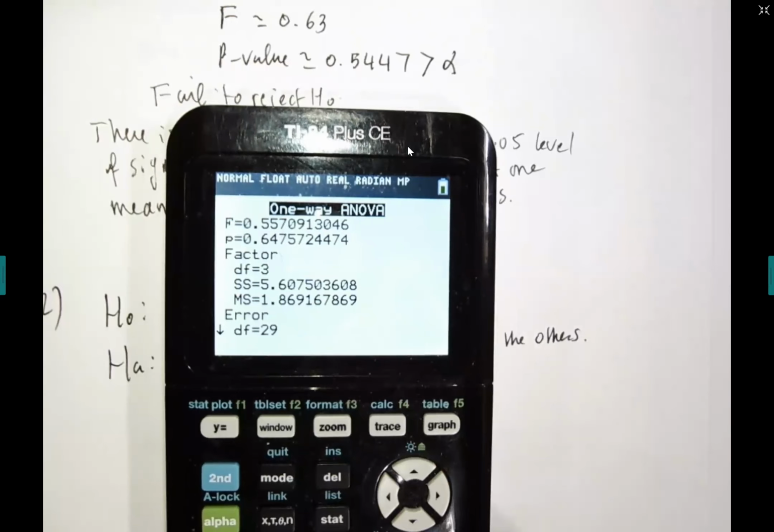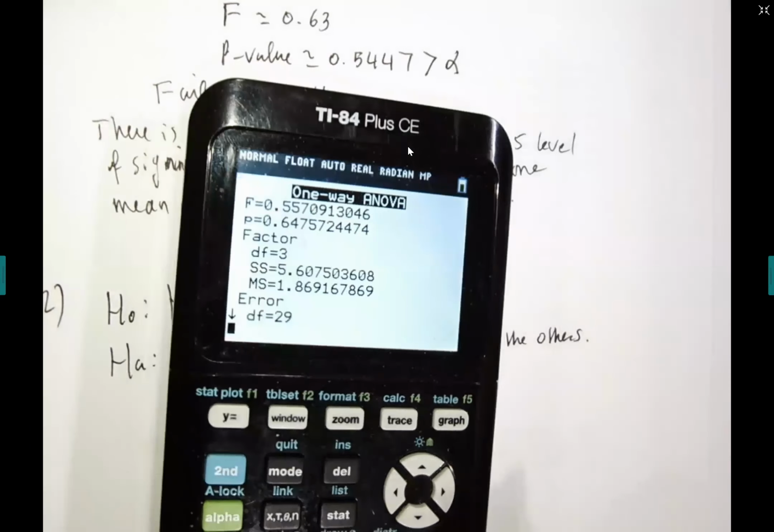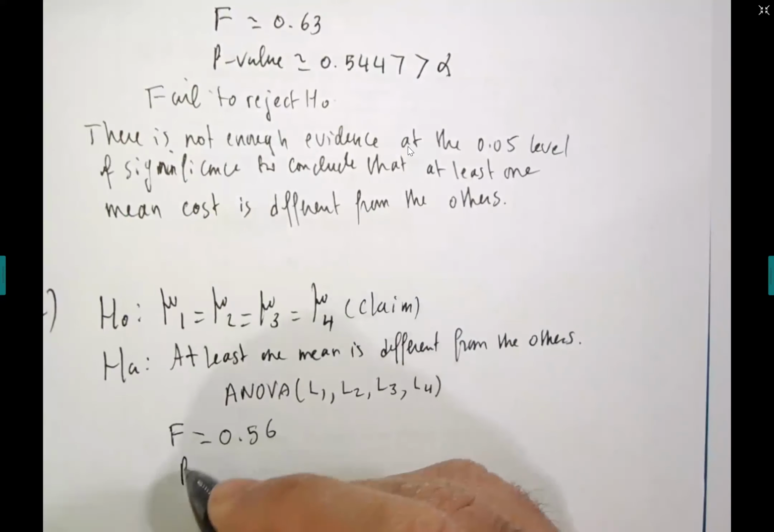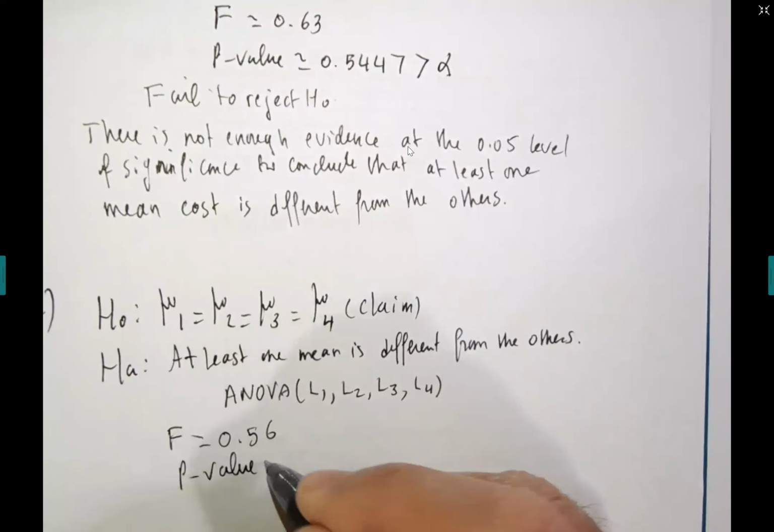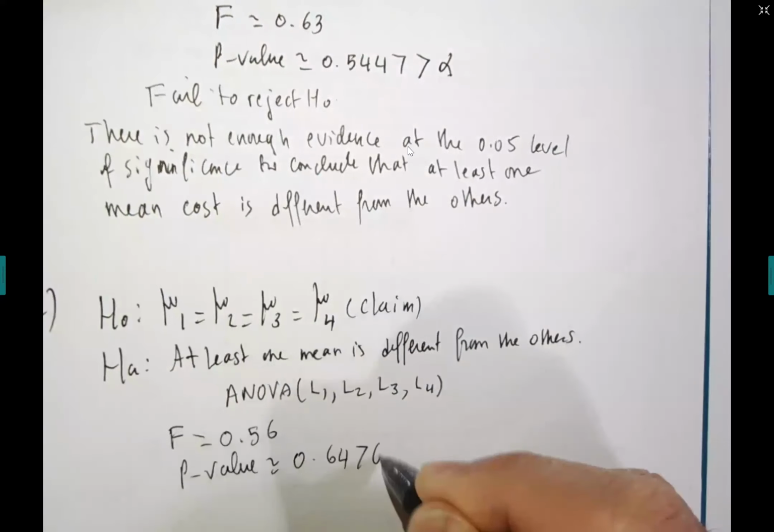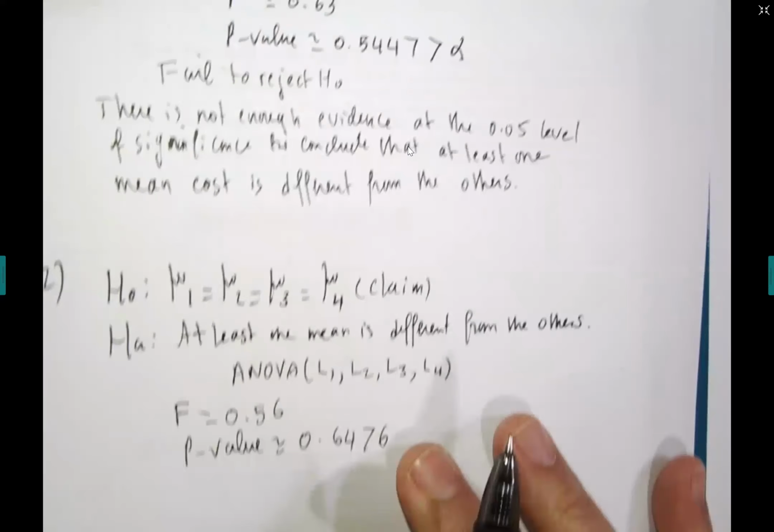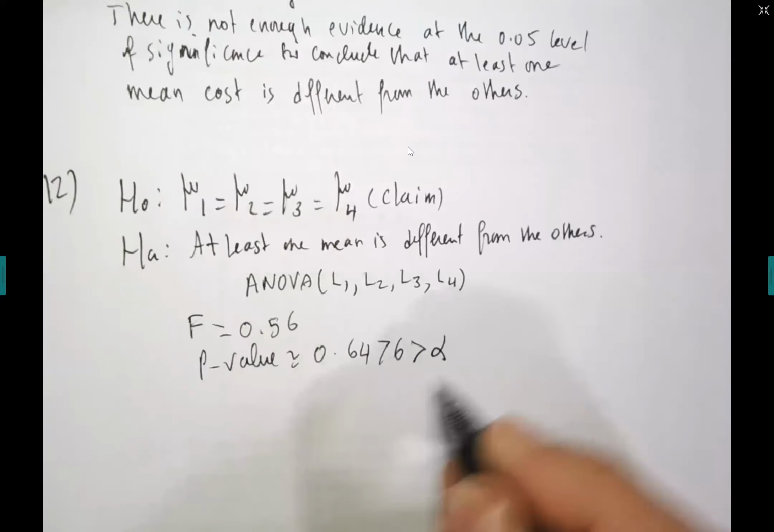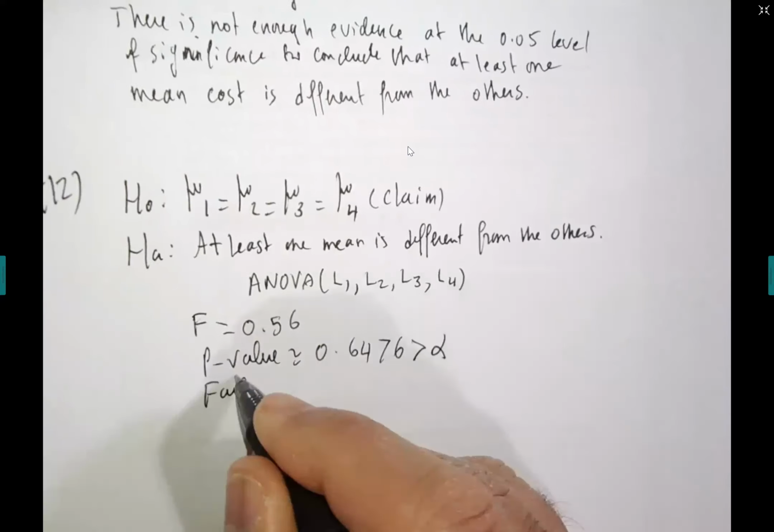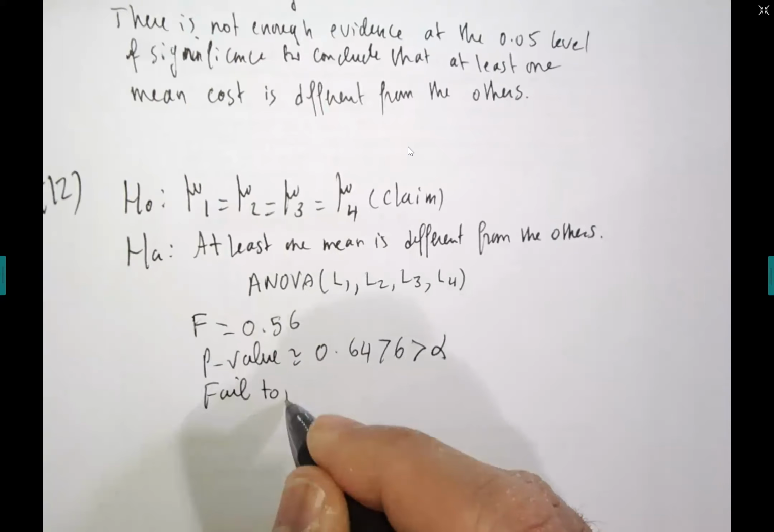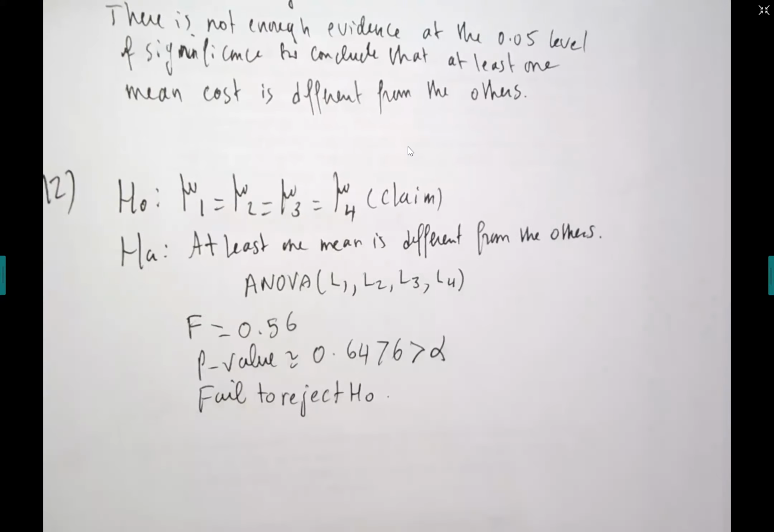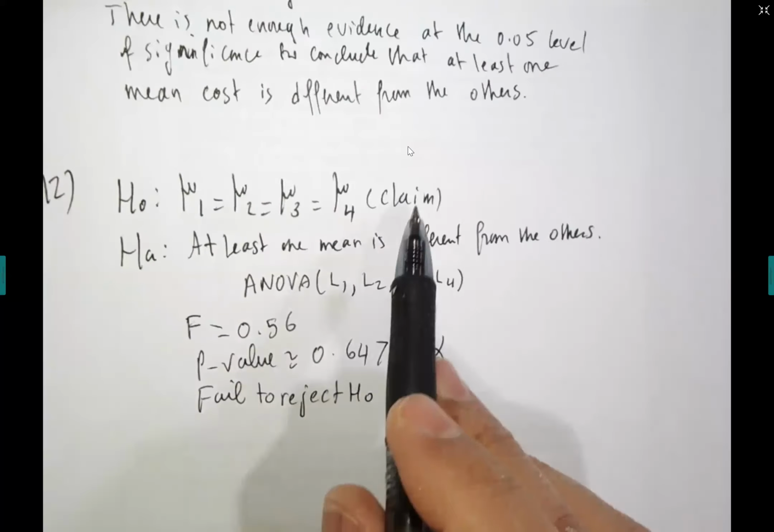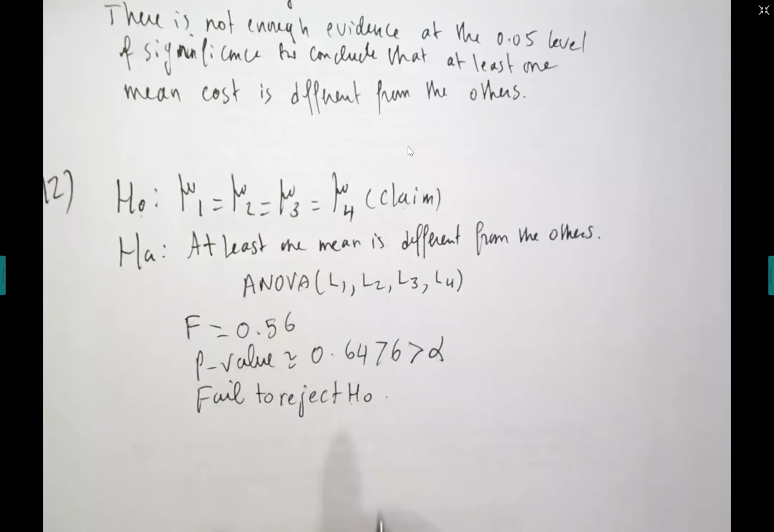I got F to be 0.56 and P value, guys, I got 0.6476, which is more than alpha. Failed to reject the null hypothesis. In my conclusion, he says, can you reject the claim? I say no, because the claim happened to be in the null hypothesis and I cannot reject the null hypothesis.